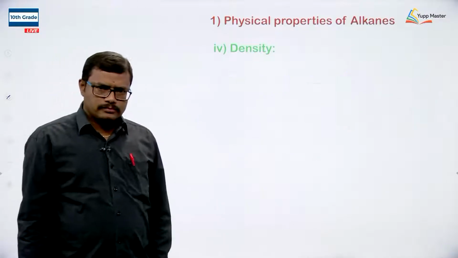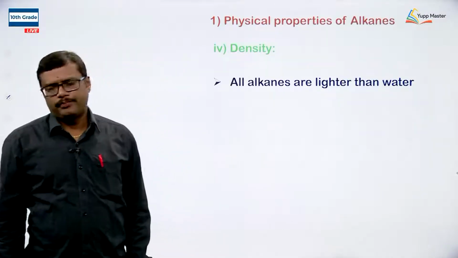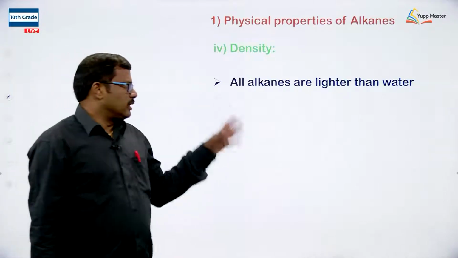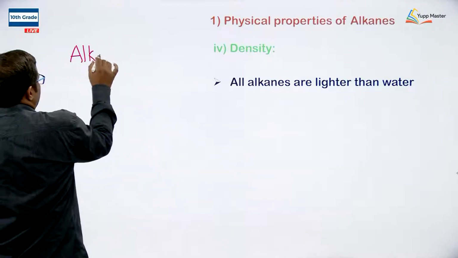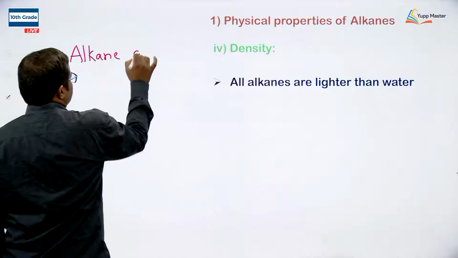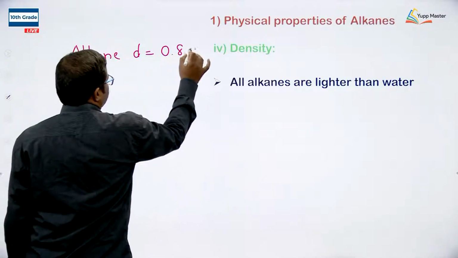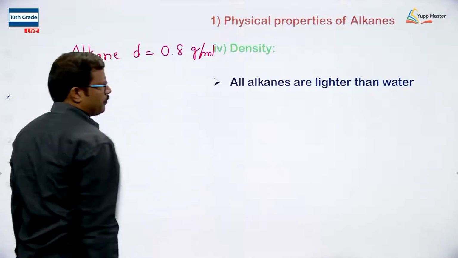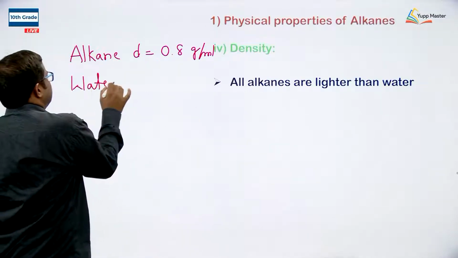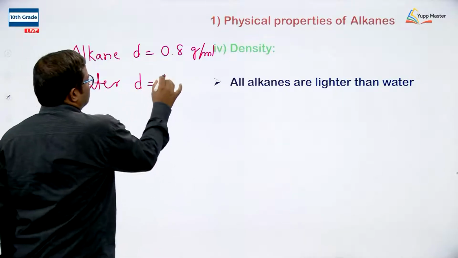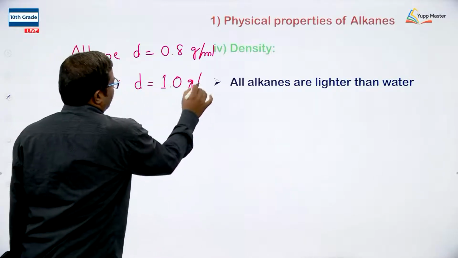One thing we can observe here. The maximum value of density for an alkane comes out to be 0.8 gram per ml. But when you take the water density, what is water density? Density of water is 1.0 gram per ml.